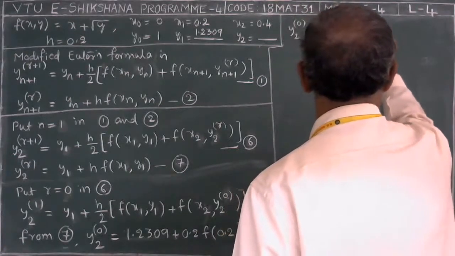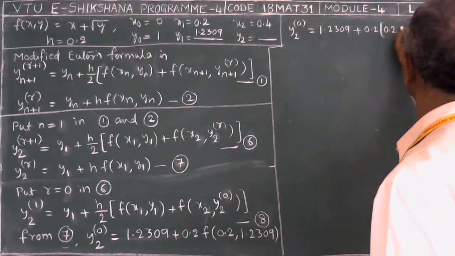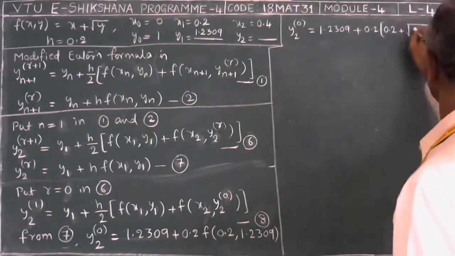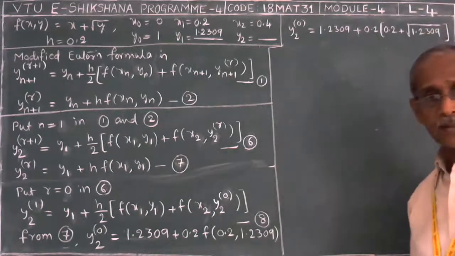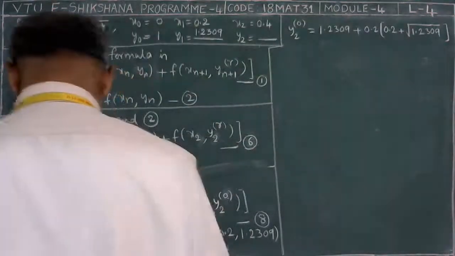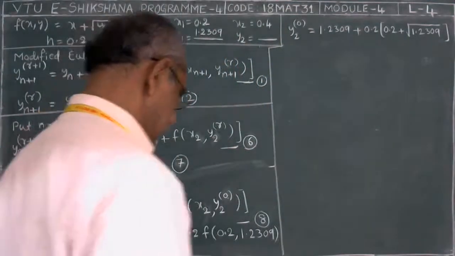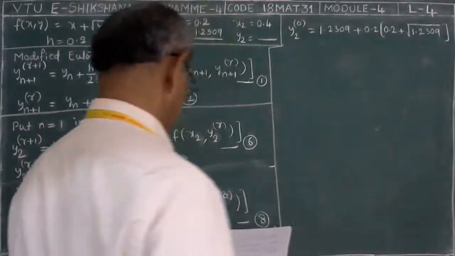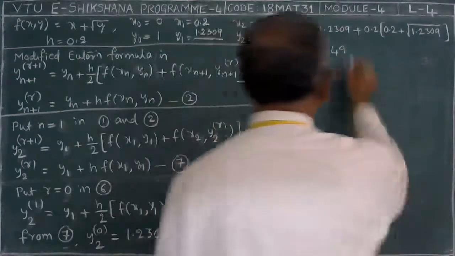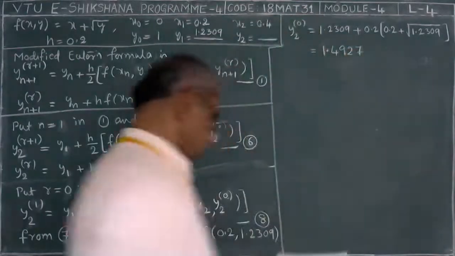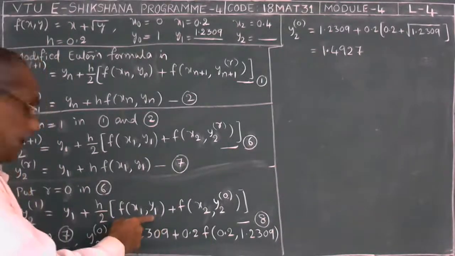Now after the definition of f, y2 0 is equal to 1.2309 plus 0.2 into 0.2 plus root of 1.2309. If you carefully compute, you get 1.4927. This is y2 0.